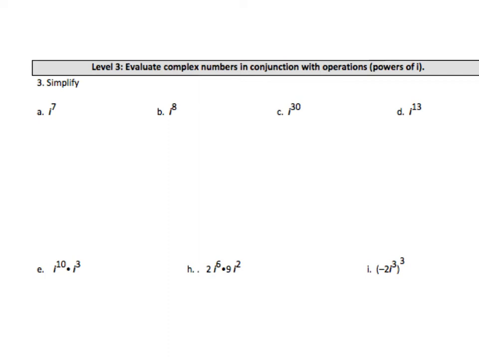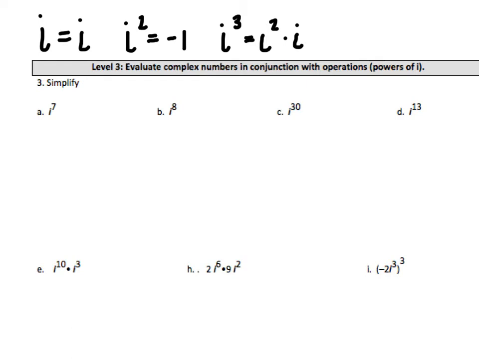All right, so before we begin level 3, we've got to notice that i's repeat themselves. If I just have one i, that's just going to equal i. But remember, if I have i squared, that equals -1. If I have i to the third power, I can break that down into i squared times i, and i squared is -1. So really, i to the third just equals -i.